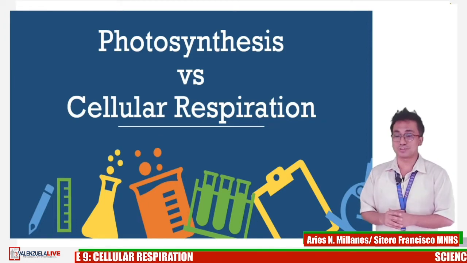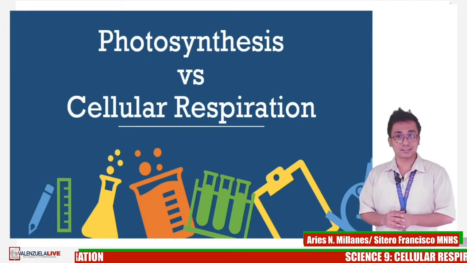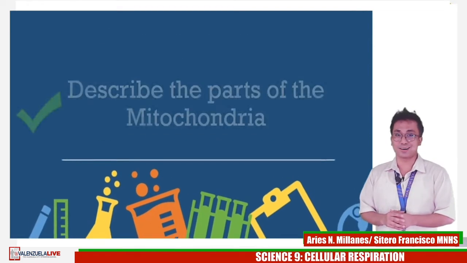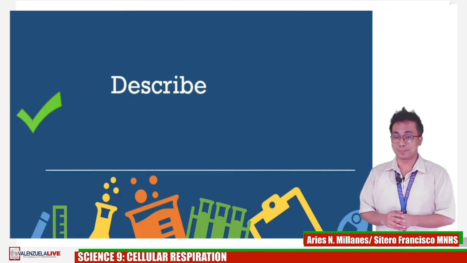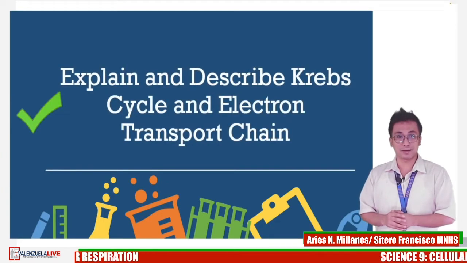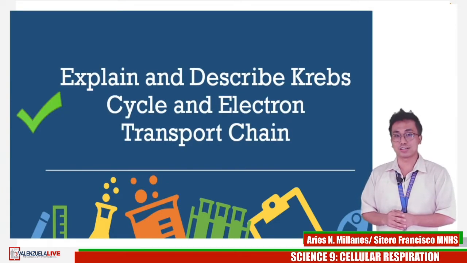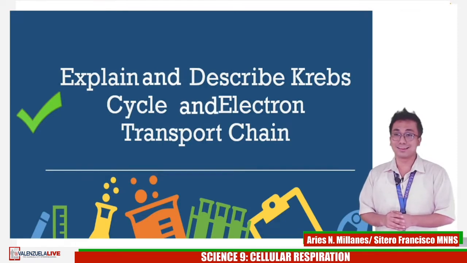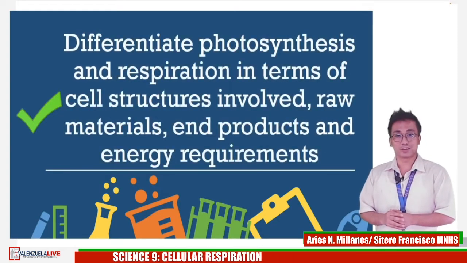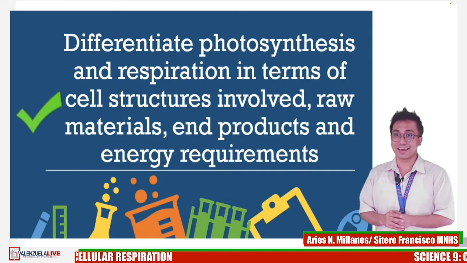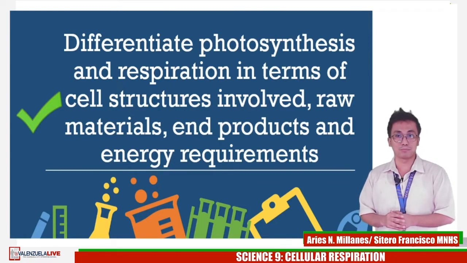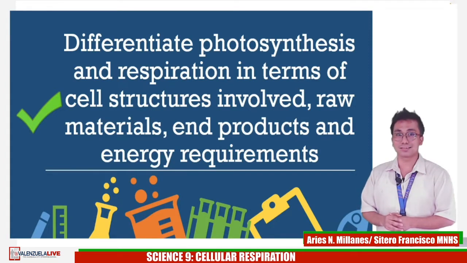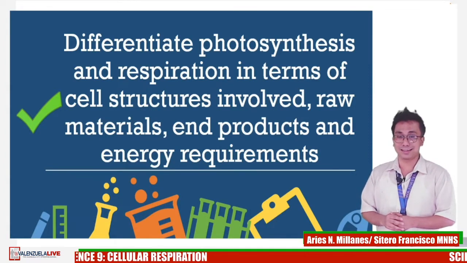Today's objectives are: first, describe the parts of the mitochondria. Next, explain and describe the Krebs cycle and electron transport chain. And lastly, differentiate photosynthesis and respiration in terms of cell structures involved, raw materials and products, and energy requirements.